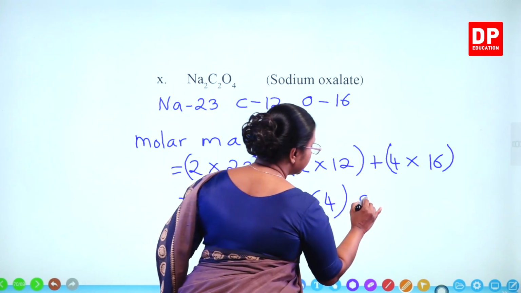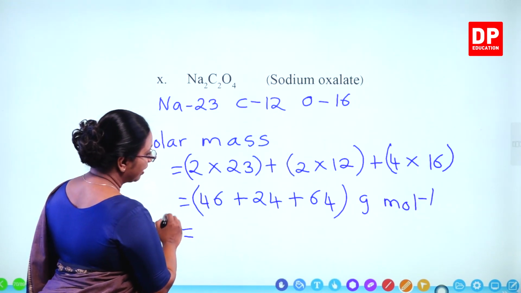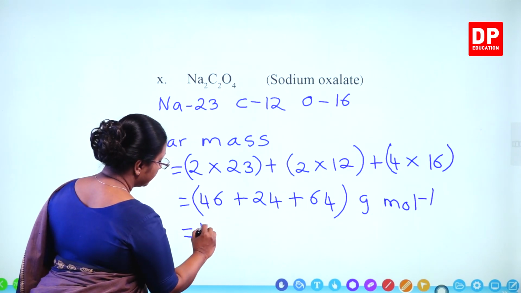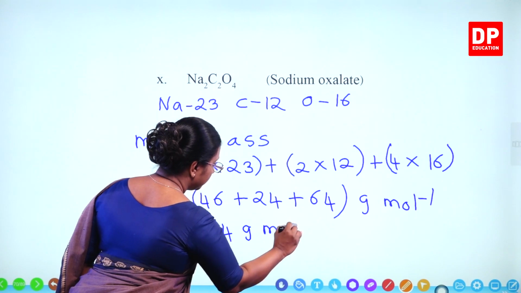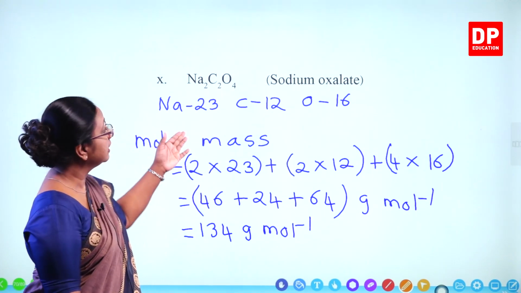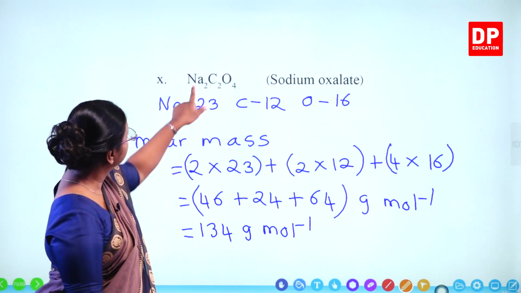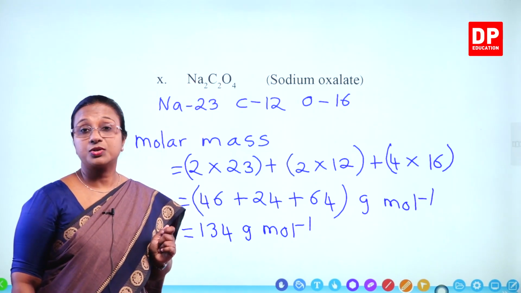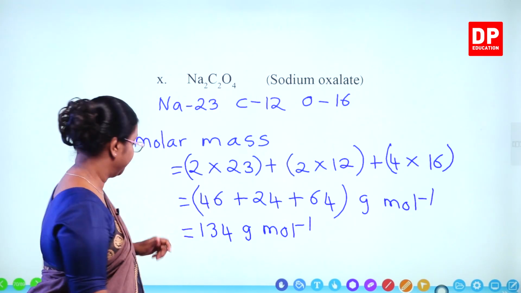What is the unit? Grams per mole. So when you add them together, 134 grams per mole. That is the molar mass of sodium oxalate. This is sodium, this is oxalate. I am sure you were able to do that as well.